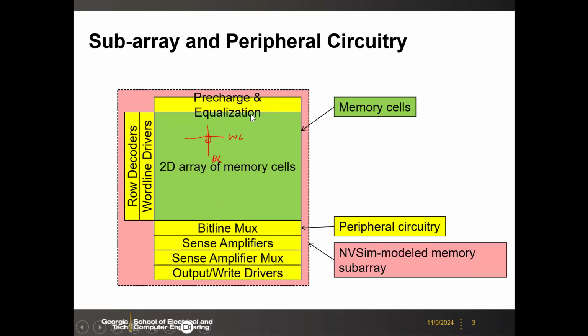In some of those memory cells, for example the SRAM and DRAM we talked about, you may need some pre-charge and equalization circuits. For example, in SRAM, you have the bitline and bitline bar, and you need to pre-charge both to VDD to start the read operation. So this is a generic architecture, and then let's talk about some of those key modules.